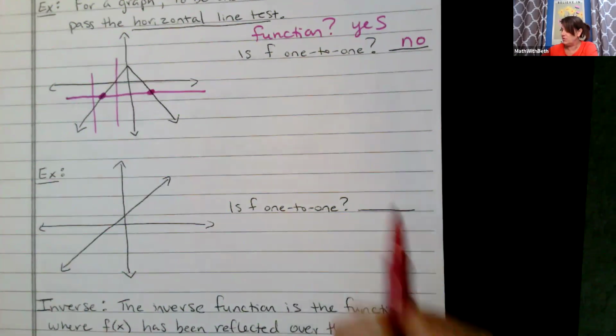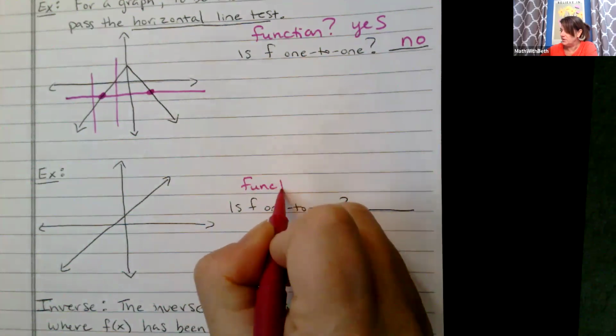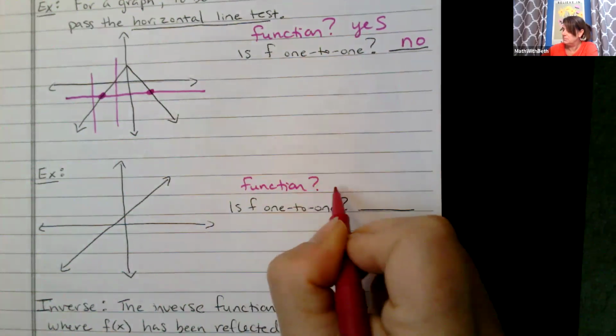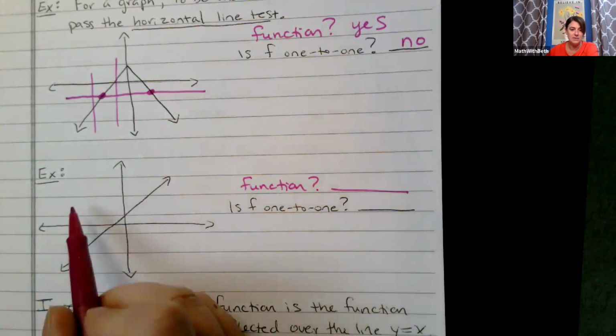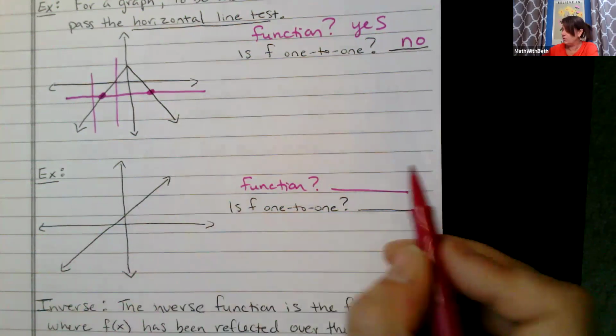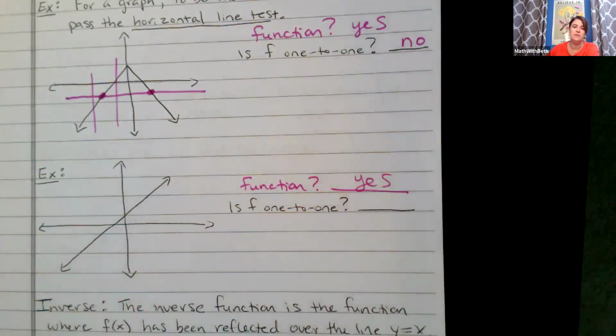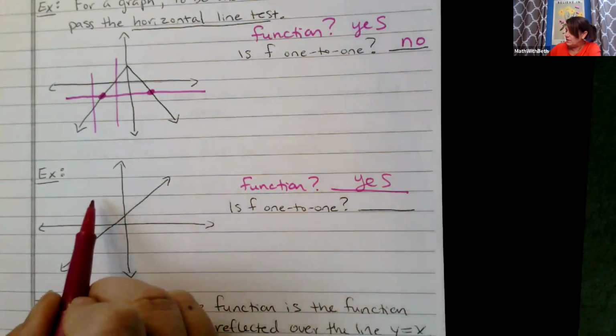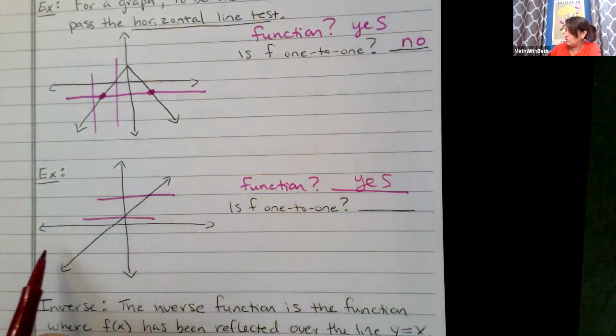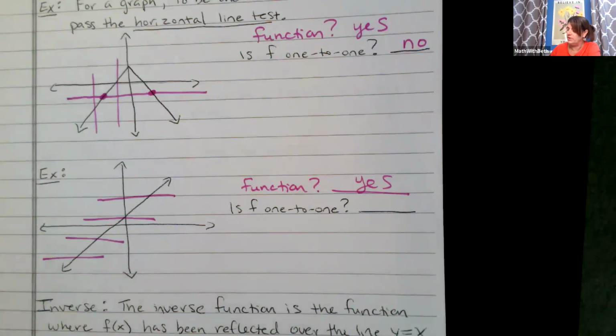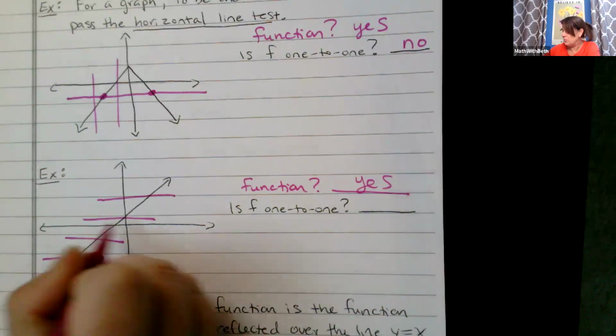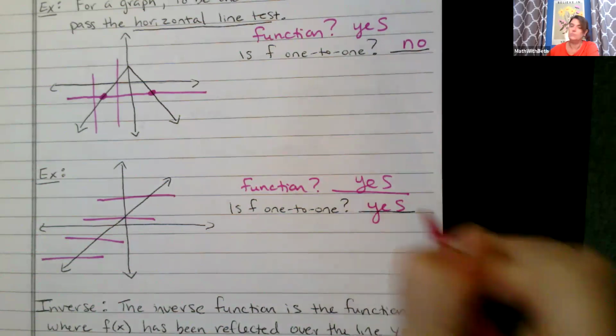So how about this one? First, is this one a function? Well, if I did vertical lines, I would never hit it more than once. So yes, it's a function. But now is it one-to-one? I need to think if I drew horizontal lines, would I ever hit more than once? And no, I would never hit more than once, which means it is one-to-one.